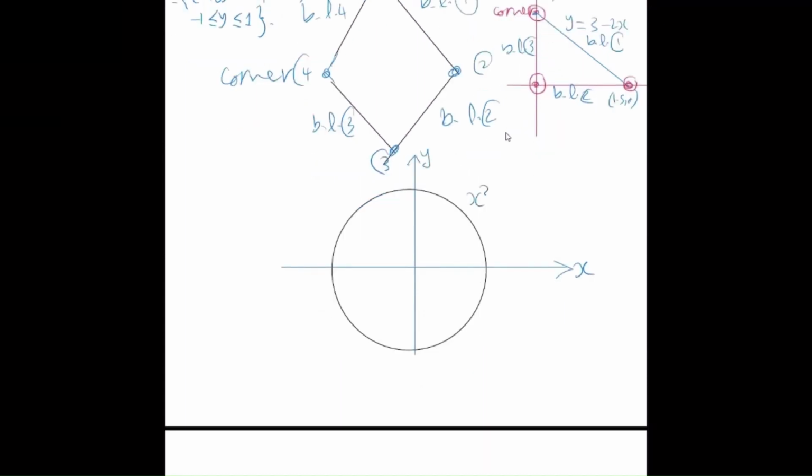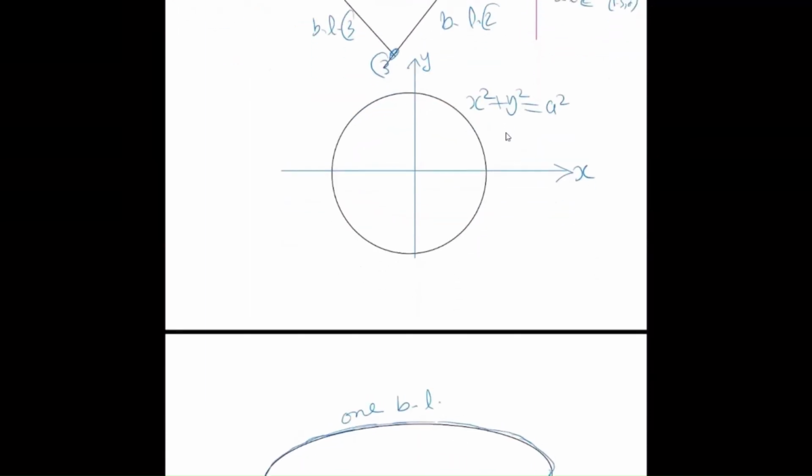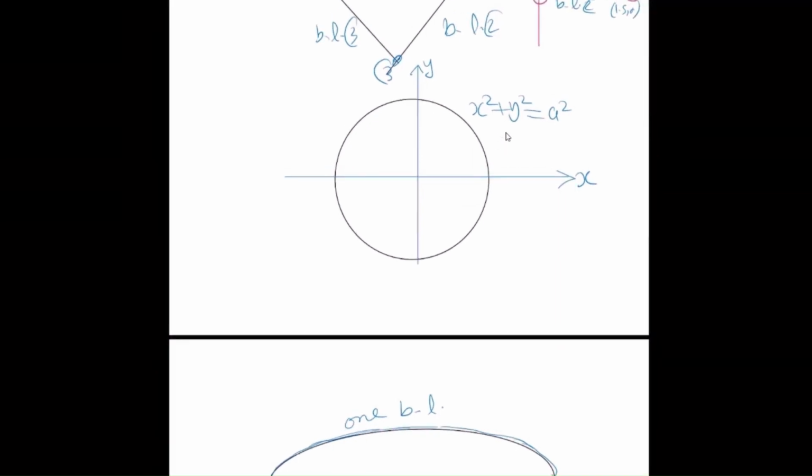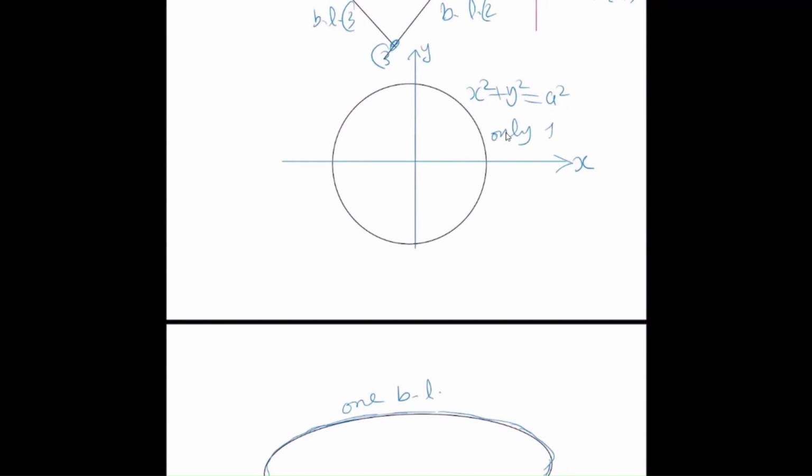This equation is x squared plus y squared equals, for example, a squared, a circle. This is the whole circle. We have no corners here. If it is the whole circle, it has no corners. So only one boundary line, only one boundary line, which is the curve of the circle.